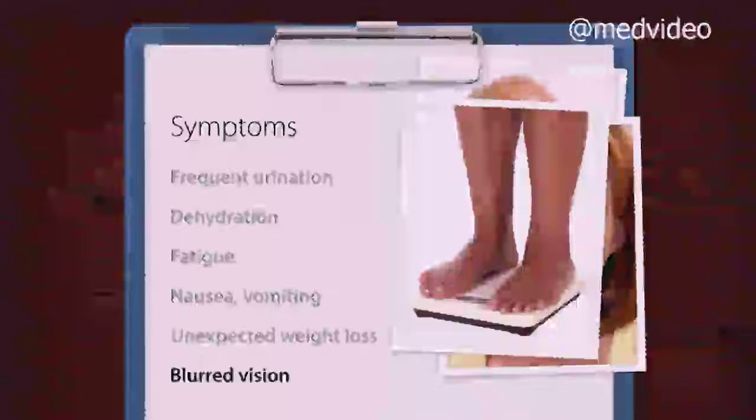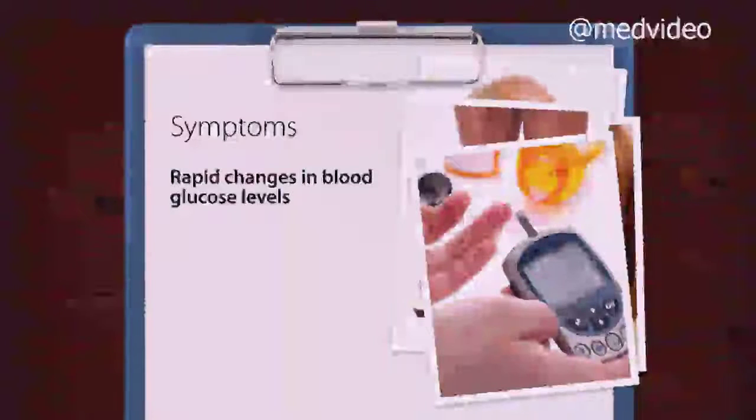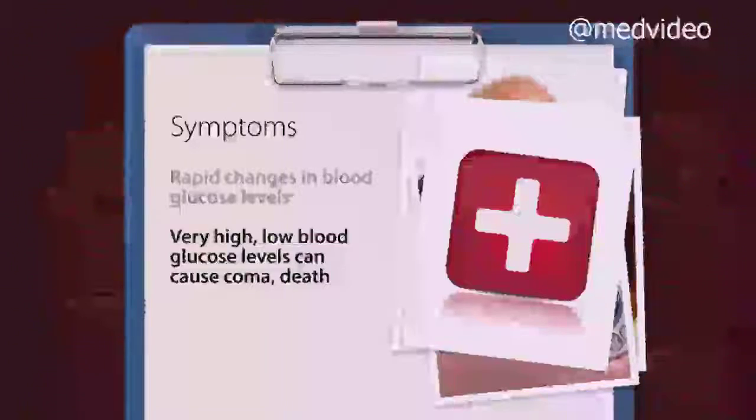A person who has diabetes may also have rapid changes in blood glucose levels. This is a medical emergency. Very high or very low blood glucose levels can cause coma and death.